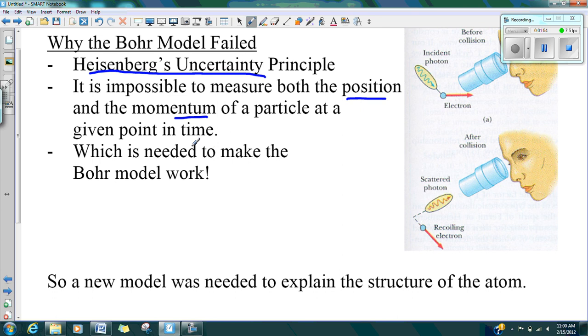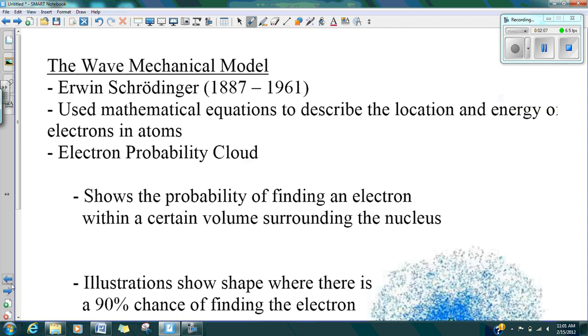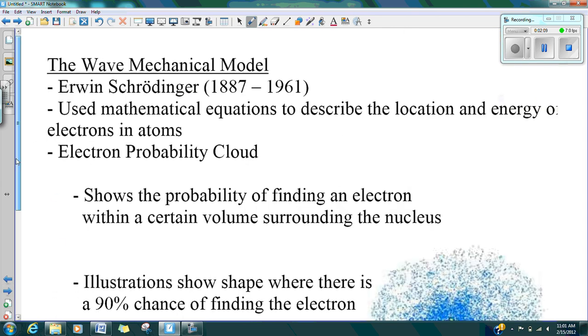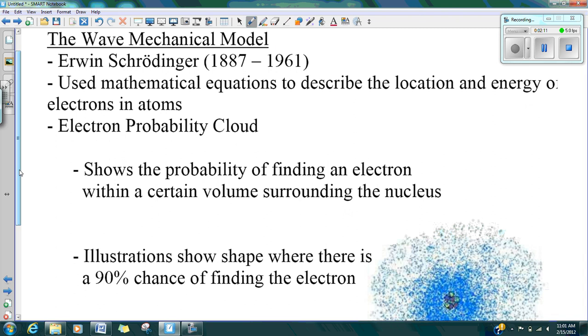Whatever it is, we can essentially know where you are in my room, but we can't really say specifically your position. And so we know that the Bohr model needed more work. That's what we are going to be trying to take a look at with the models that I was showing you today. So the wave mechanical model was first studied by Erwin Schrödinger.